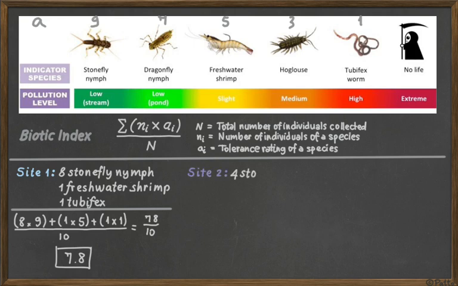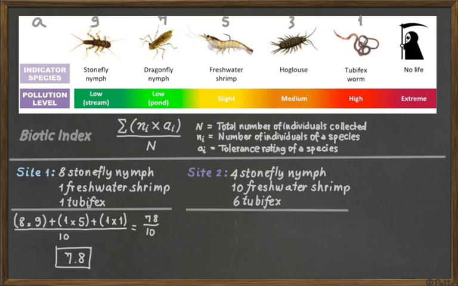Another example: 4 stonefly nymphs, 10 freshwater shrimps, and 6 tubifex. The same species, no change in the richness, but just with different numbers. Pause the video to calculate this here and come back when you finish.